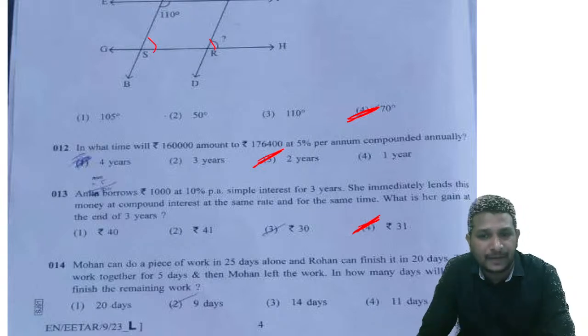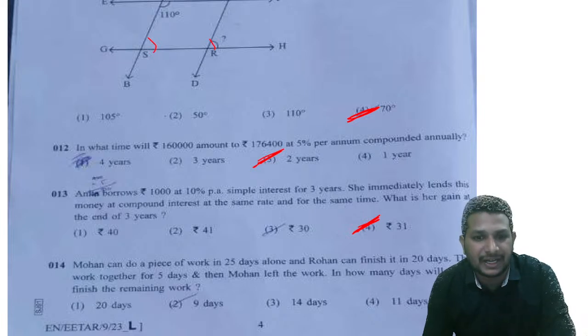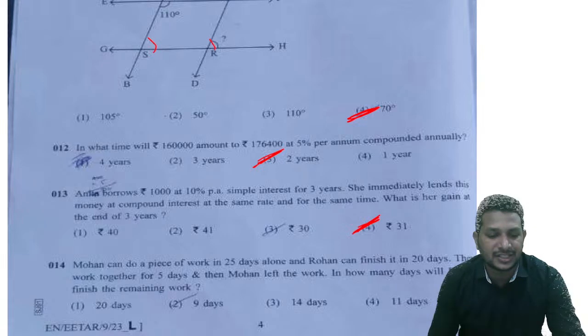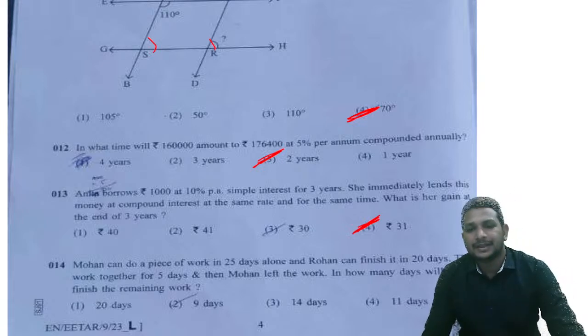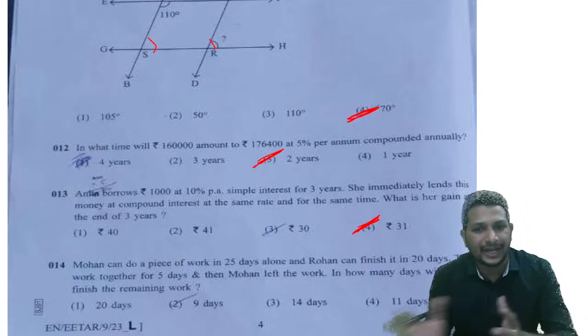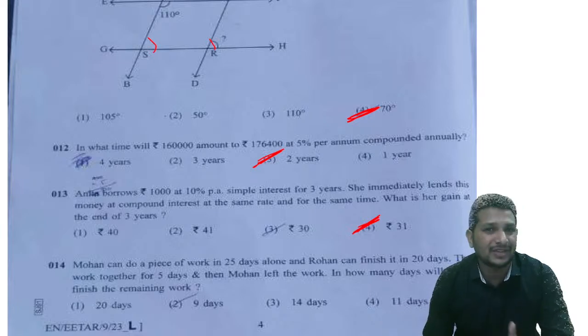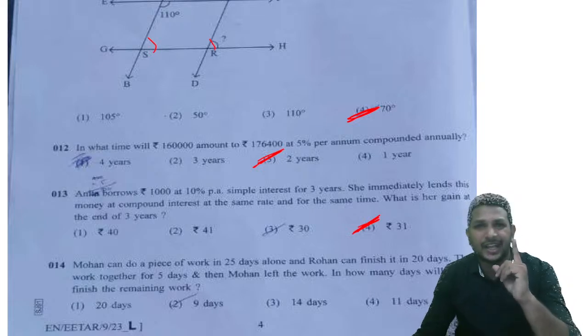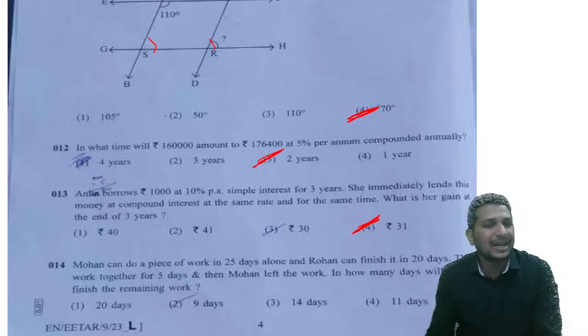Next, question number 14. Mohan can do a piece of work in 25 days alone, and Rohan can finish it in 30 days. They worked together for 5 days and then Mohan left the work. In how many days will Rohan finish the remaining work? So they gave the independent works of Mohan and Rohan, but they worked together only for 5 days, because after 5 days Mohan left the work. So in how many days can Rohan complete the remaining work? But he should complete it alone, because Mohan left the work, right?